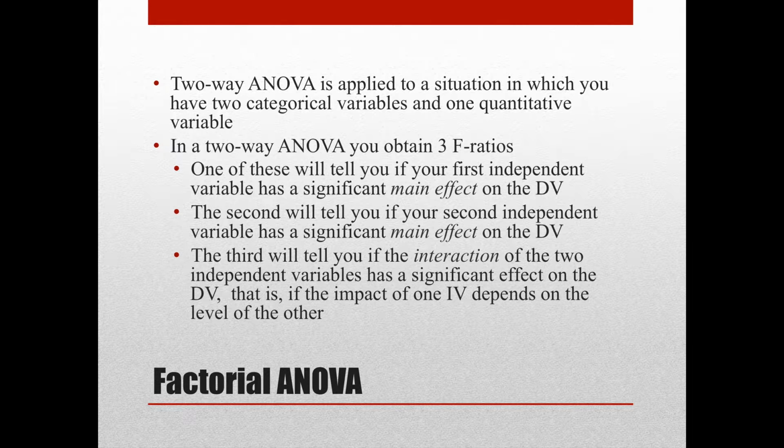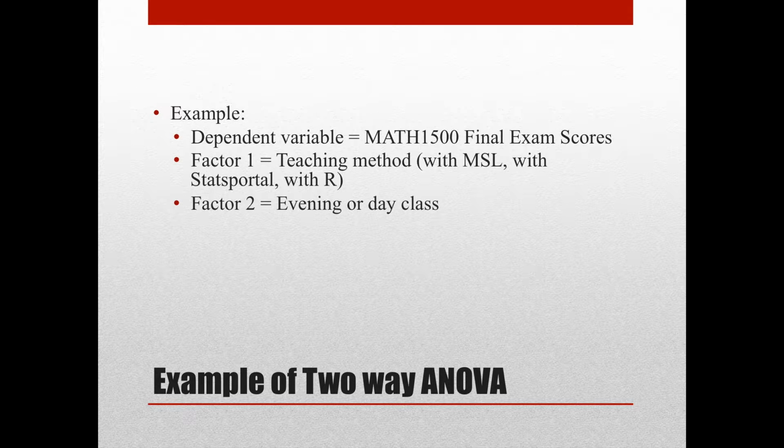One examines the effect of the first independent variable, second, the second independent variable, and the third, of course, looks at the interaction of the two. An example, keeping consistent with the Math 1500 situation. If we have a dependent variable where the Math 1500 final exams are being measured and examined, factor 1 could be the teaching method, and factor 2 could be whether it's an evening or day class.